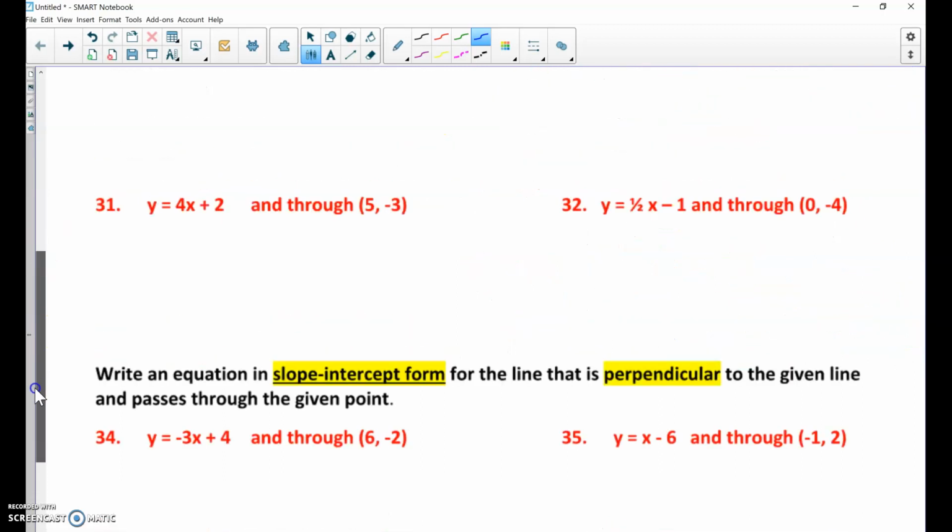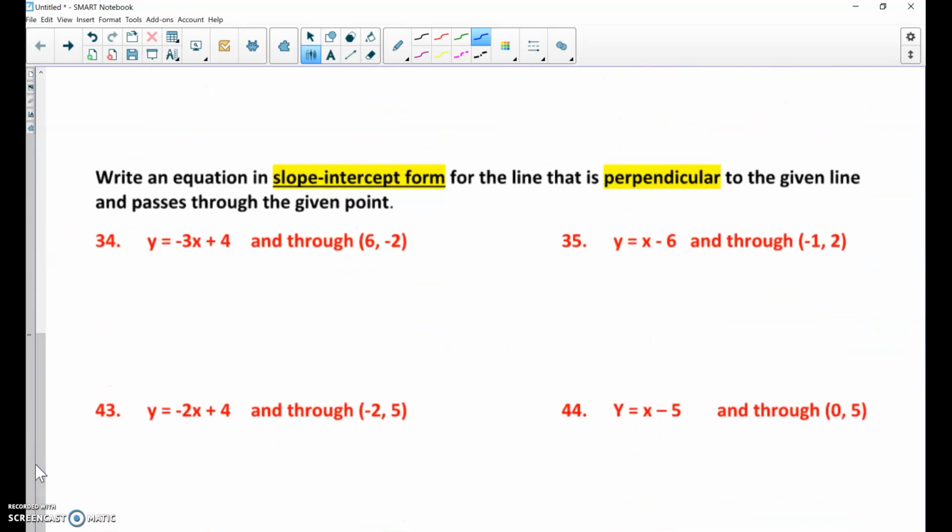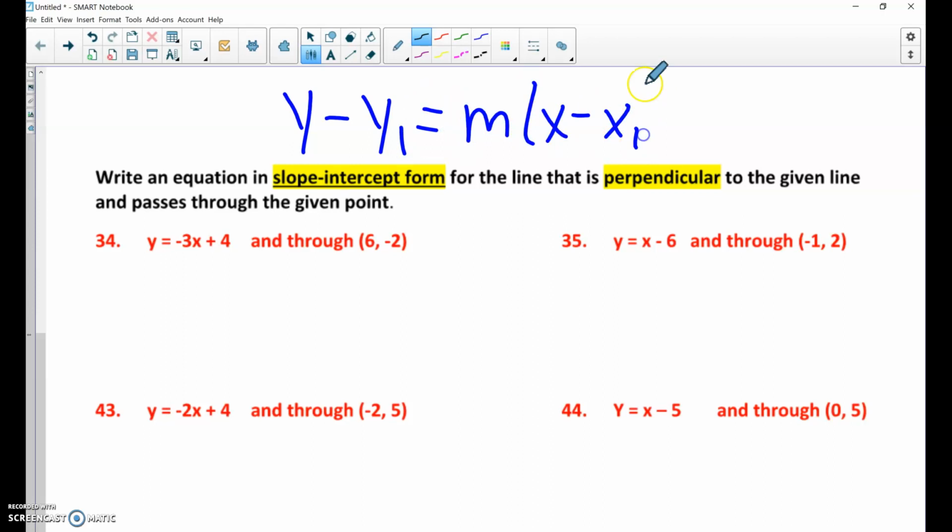Let's scroll down here and look at one of these perpendicular ones. Like, let's look at number 34. So same thing, we're still going to do y minus y1 equals m and x minus x1. But this is a little different because now this one is perpendicular. Make sure we read the question carefully. To this line. So right now our slope, it says, is y equals -3x. So we have -3 as our slope.